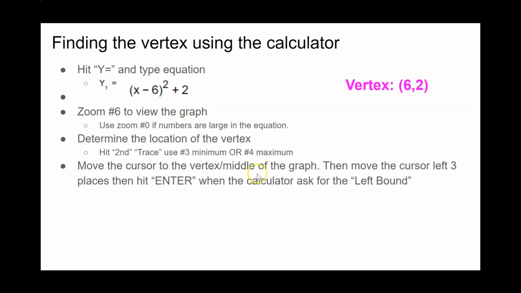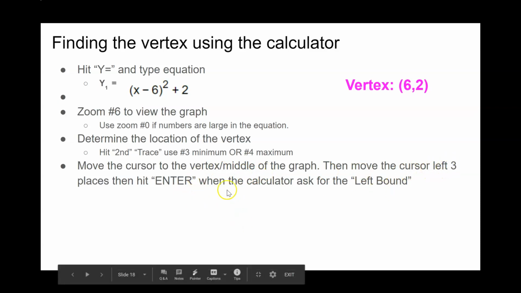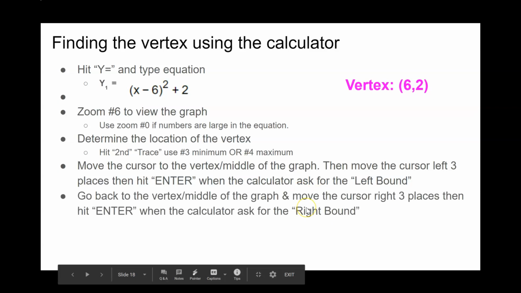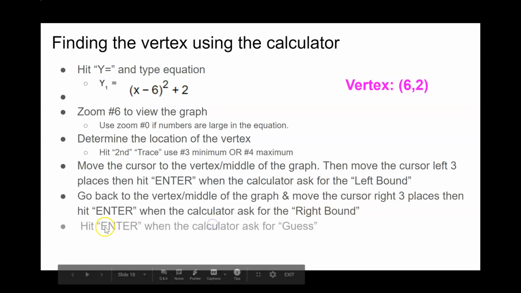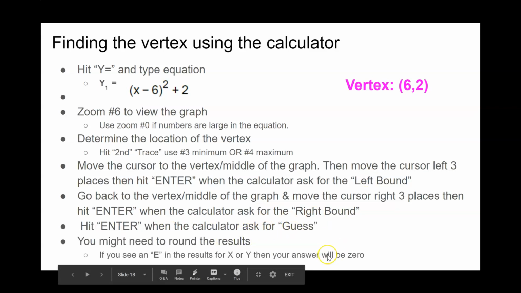So we're going to move the cursor to the middle, and then we're going to go 3 spots to the left, hit enter, go back to the middle. We're going to move the cursor 3 stops to the right, hit enter when it says right bound. We're going to bypass the word guess and it's going to give us what the vertex should be. So let's go ahead and try that out in our calculator.